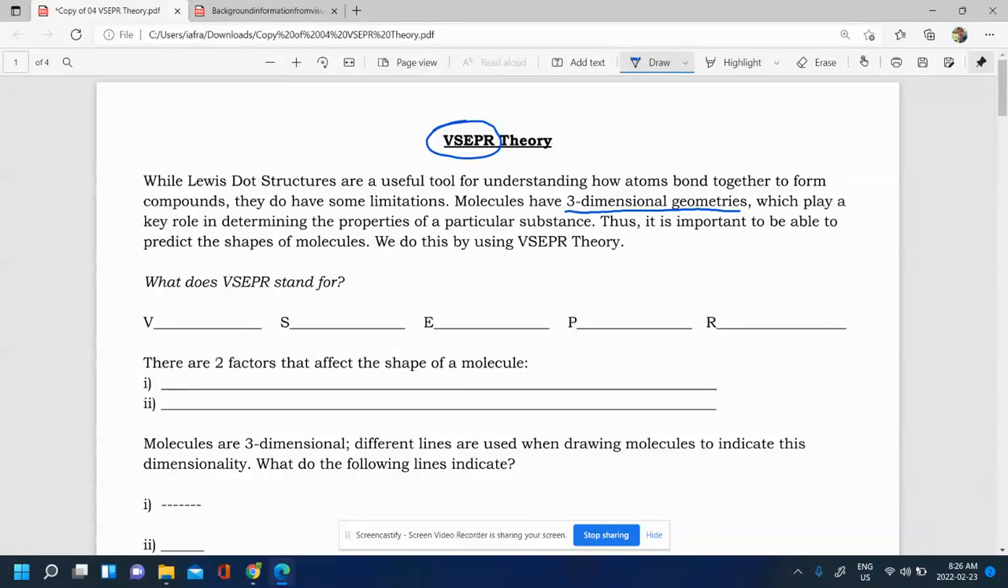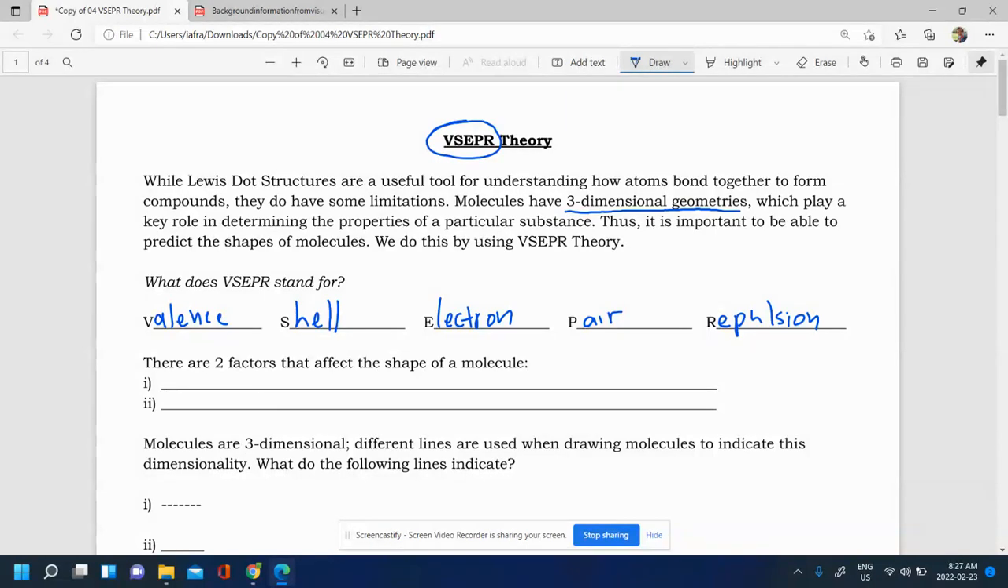VSEPR stands for valence shell electron pair repulsion. And the idea is that it's the repelling of the valence electrons in your molecule that will lead to the overall 3D shape of your molecule.